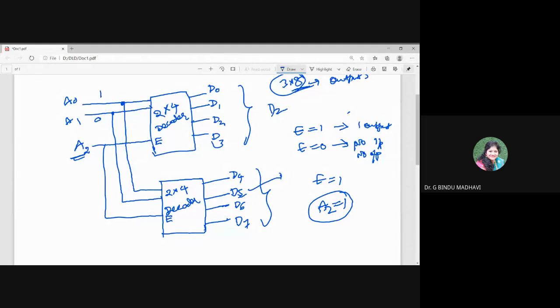But here the thing is at any time only one should be active. So I want to make it so that if this one works, the second one should not work. Otherwise this output will be active and here this output will be active. Yes or no?